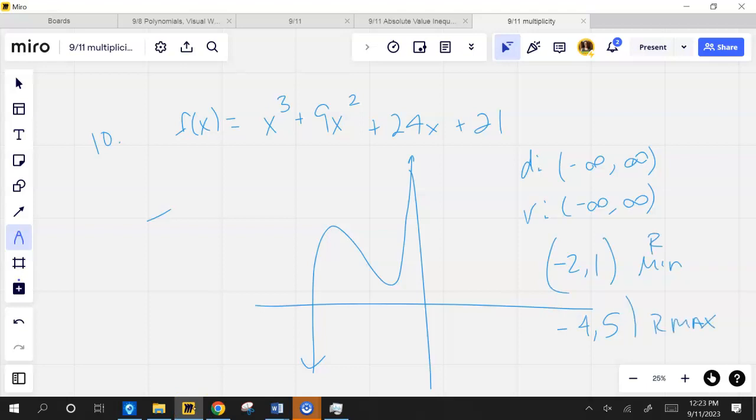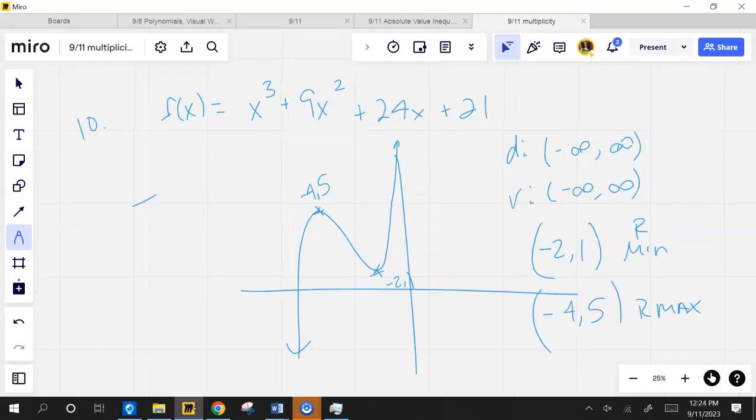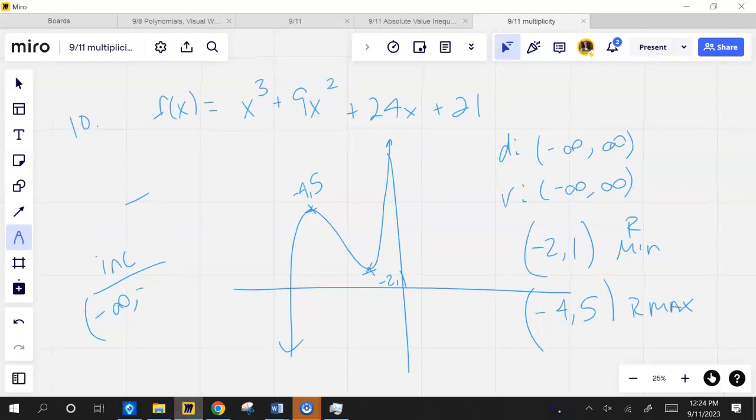What else did it ask you to find? All right, so this point, I'm going to write these points on here so I can tell. This is negative 2, 1. So increasing, go by the x. Go by the x. So negative infinity to negative 4. That's right. How about decreasing? Negative 4 to negative 2.